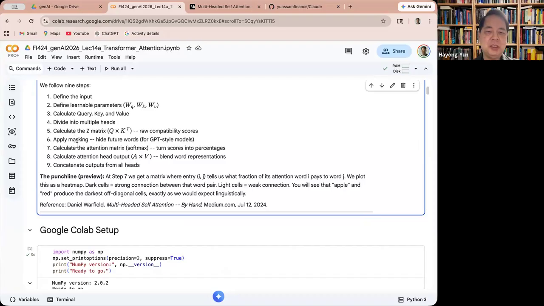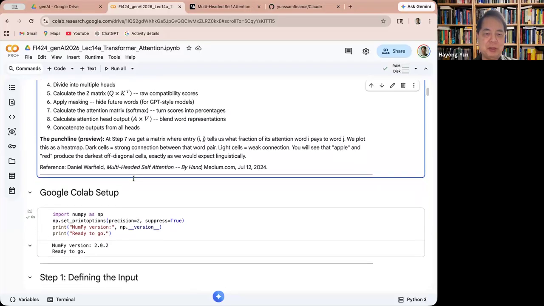Masking is something that, for a GPT kind of algorithm, we need because we don't want the later words in the sentence to relate to the earlier words. We want only one direction, so we mask the future words. Then calculate the attention matrix, scaling it to sum up to one, and calculate the attention head output, and then concatenate all these heads. So this is what we'll do.